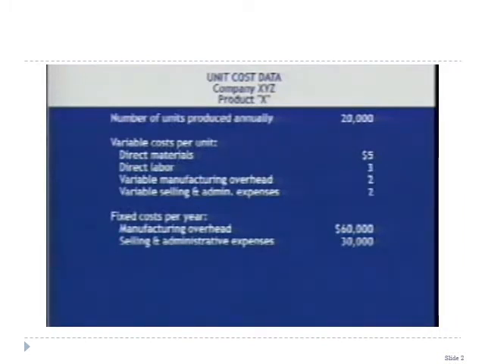Let's look at basic cost and production data for a fictitious product, X, from company XYZ, where 20,000 units are produced each year. Variable production costs are $5 for direct materials, $3 for direct labor, and $2 for variable manufacturing overhead. Variable selling and administrative costs are $2 per unit. Fixed manufacturing overhead is $60,000 per year, and fixed selling and administrative costs are $30,000 per year.